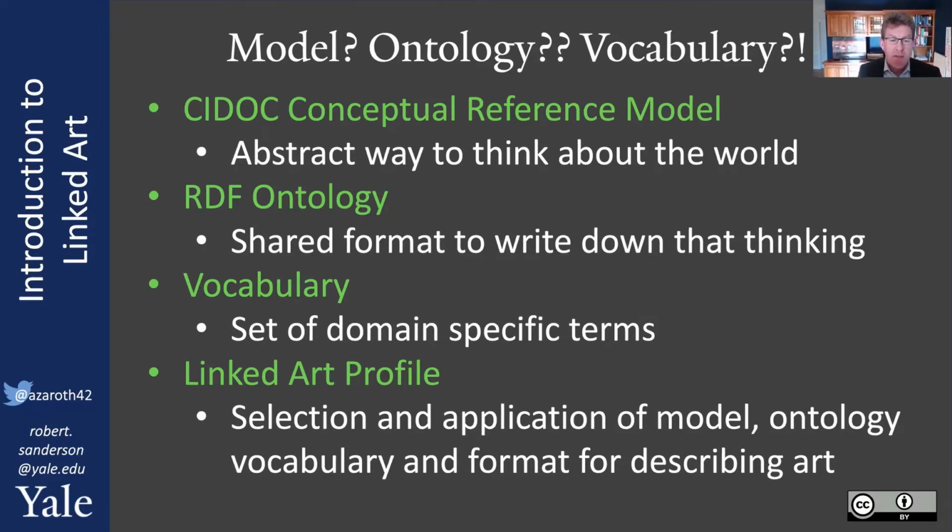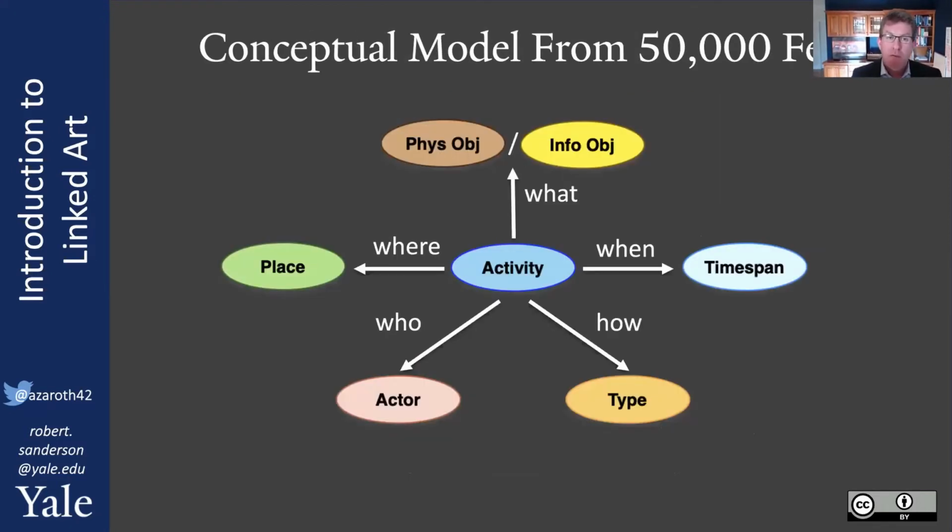So the vocabularies then give us a domain-specific set of terms, and we use Getty AAT as the primary vocabulary for that. So Linked Art is a selection of aspects of the model, aspects of the ontologies, aspects of the vocabularies, and formats for describing artworks and the entities, events, and systems that interact with it. So the conceptual model, as Emmanuel had, is one of events, where events or activities are in the center.